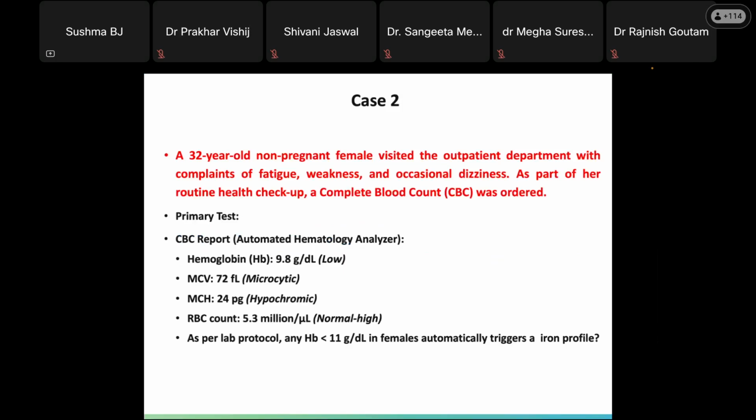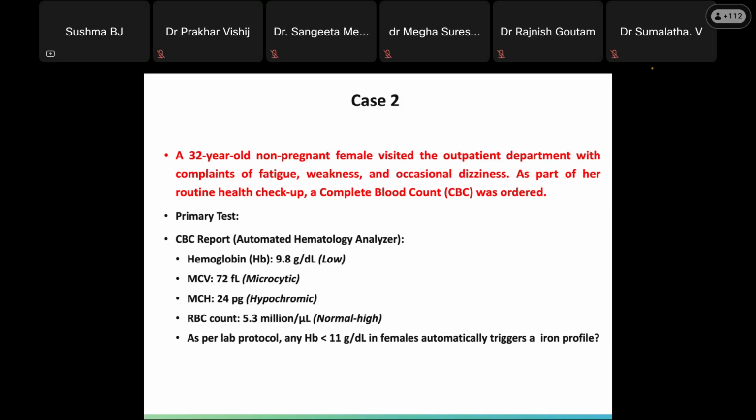The primary test was CBC, so the report shows hemoglobin 9.8, MCV and MCH all decreased, and RBC count normal to high. As per the lab protocol, any hemoglobin less than 11 in a female automatically triggers an iron profile. What do we call this? There's something called reflex testing and add-on testing.